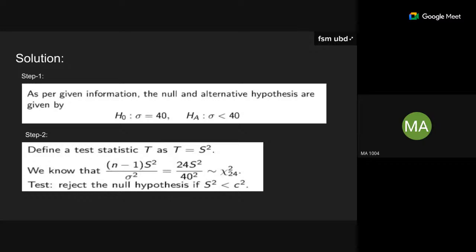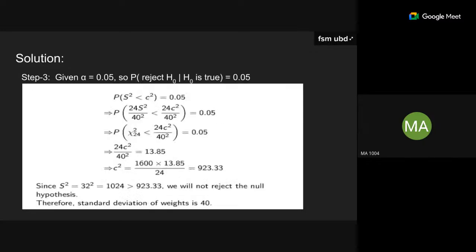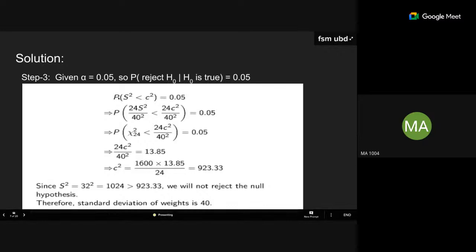Now you got it. You will reject the null hypothesis if S square is less than C square. So step 3 will be: put alpha equal to the probability of rejecting H0 given H0 is true. We have given you the alpha and you know when to reject the null, and when the null is true, your sigma is equal to 40. Putting all this together, we will get the probability that S square is less than C square, rejecting H0.